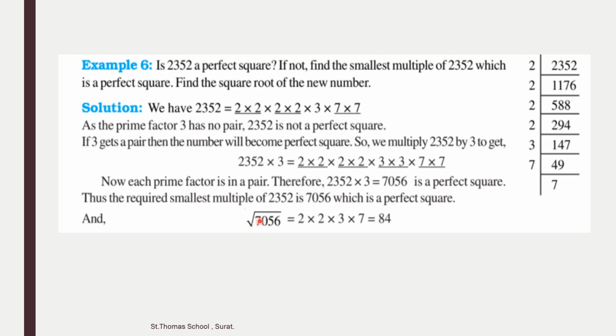And you have to find the square root, because they already asked for the square root of the new number. The square root of 7056 is equal to 2 times, so 1 time you have to write. Again 2 times 2, 1 time you have to write. 3, 2 times, 1 time. Again 7, 1 time. 2 2s are 4. 4 3s are 12. 12 7s are 84. The square root of 7056 is equal to 84. Clear? Now which number did we have to multiply? We have to multiply 3. And this number is not a perfect square.